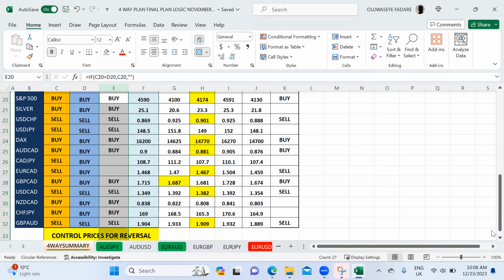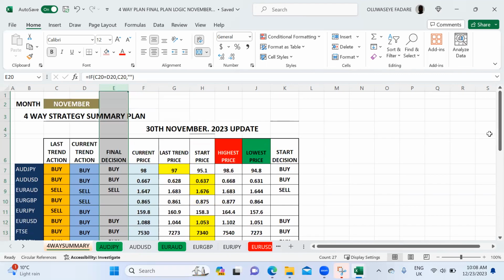So all we want to use this for is to help us identify the movement of the market as quickly as possible. And once we get the movement of the market as quickly as possible, then we'll be able to take the correct action, whether to buy or to sell, and then make profits for the whole of the month. So that is what this concept is all about.